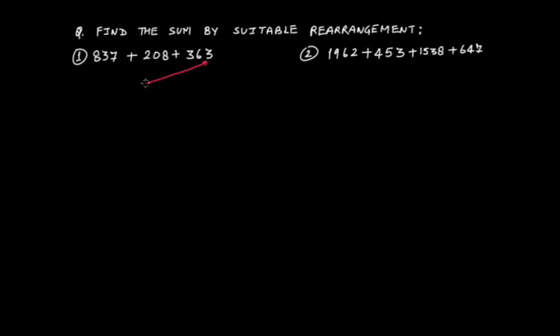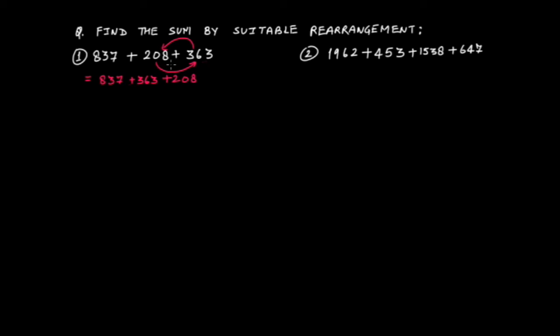So what you have to do is make the rearrangement like this, that is 837, and then 363, and then 208. Now notice that I have changed the order. And what property have you used here? Of course, you have used the commutative property of whole numbers.